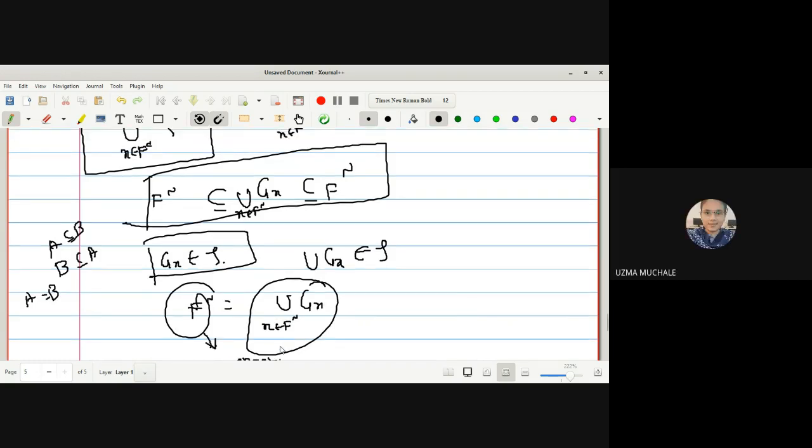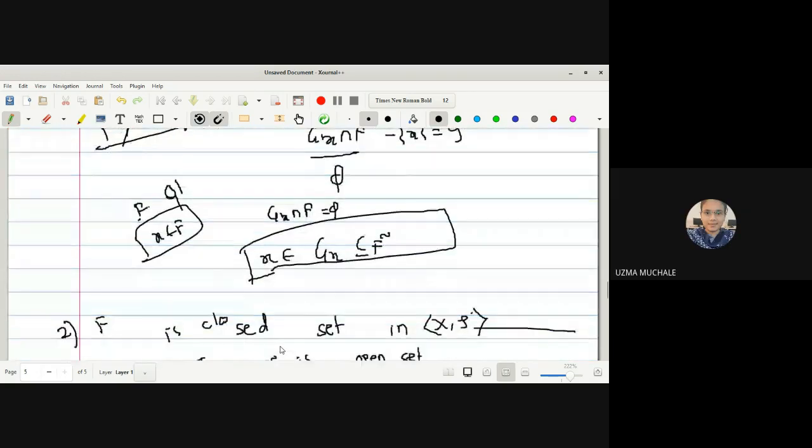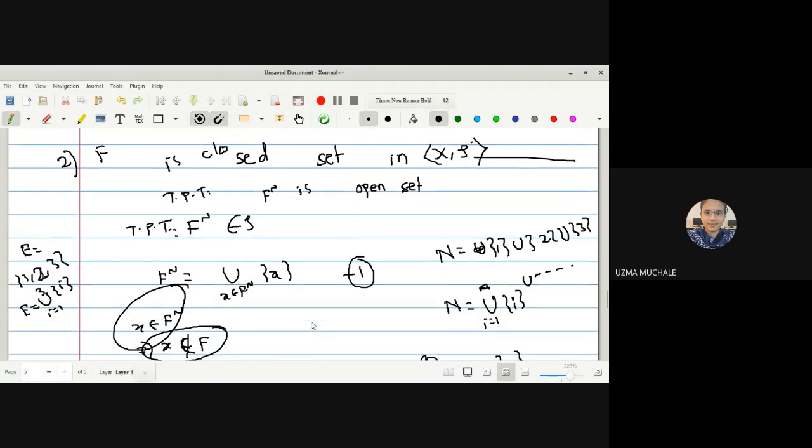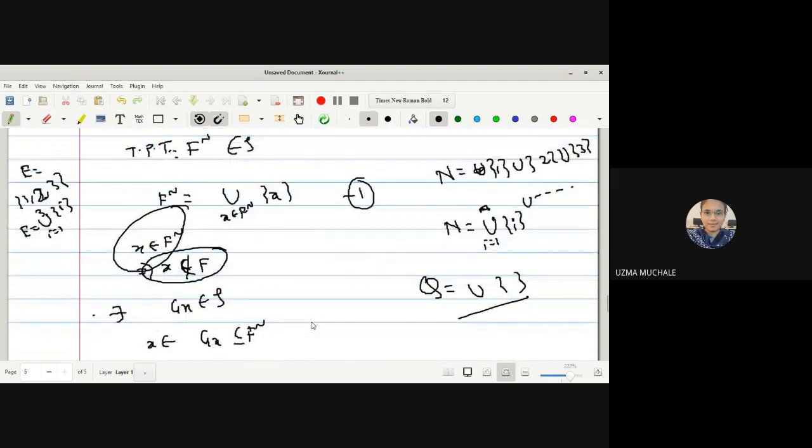So what we have done initially, we have been provided with one closed set. We have to prove that F complement is open. If I want to prove that the complement of F is an open set, what I have to do simply is prove it is a member of tau. F complement, if it is an open set, should be a member of tau. As we do not know what X is, we have written F complement as a union of all singleton X.